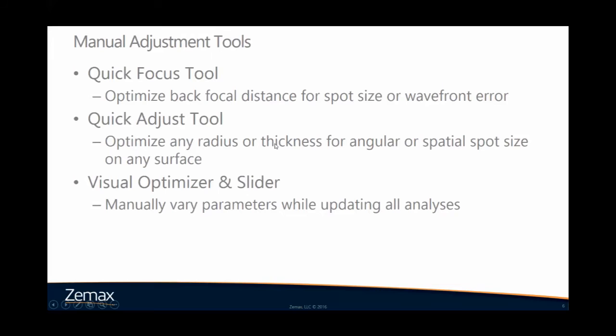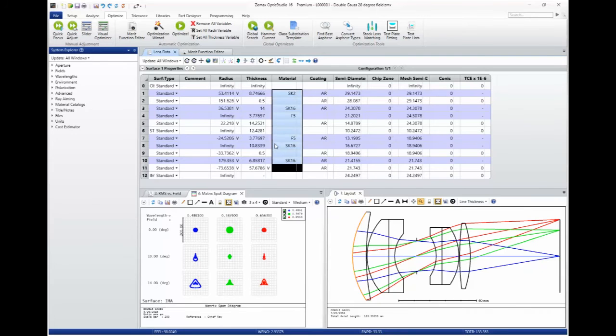Let's next talk about some of the various tools that we have for assisting with optimization. There are several tools that support manual adjustment, a couple of quick adjust tools, as well as a handy tool for manually adjusting variables and seeing what effect they have on the optical system. Let's take a look at each of these tools. You will find these tools also in the Optimize ribbon over in the Manual Adjustment section.